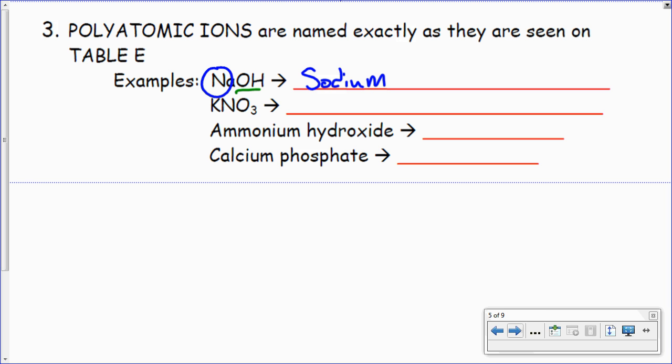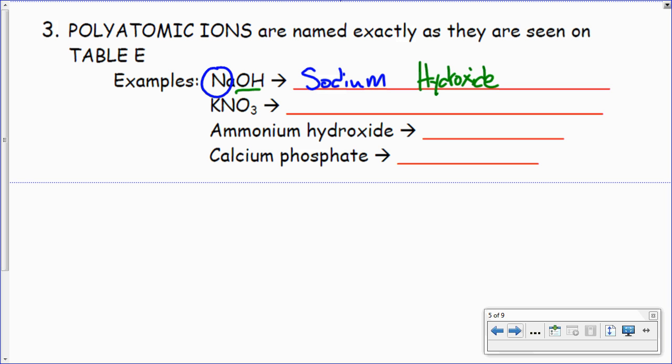So OH in this case is hydroxide. So sodium hydroxide. This stuff, common name is, well, drain cleaner, drain out. In the solid form, it's very nasty.